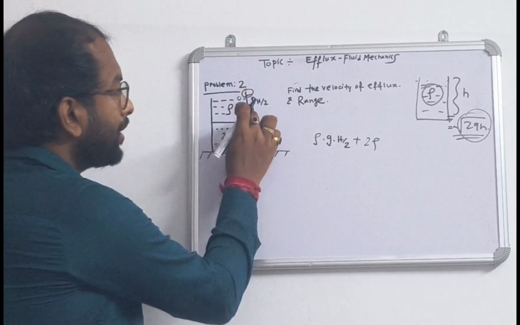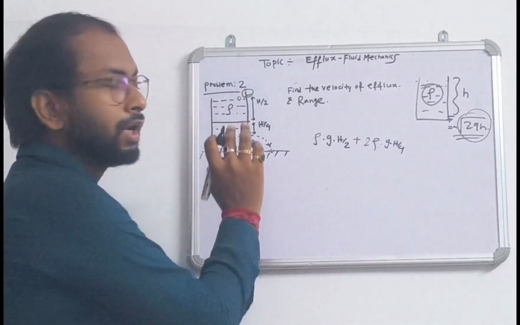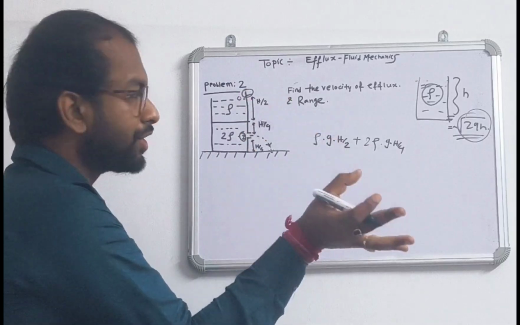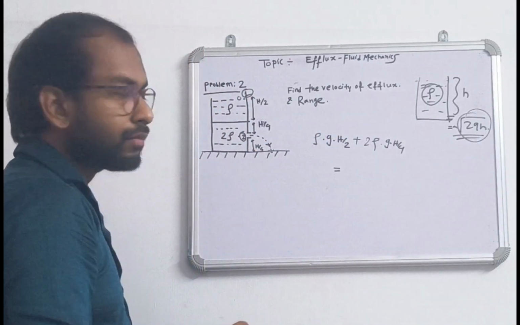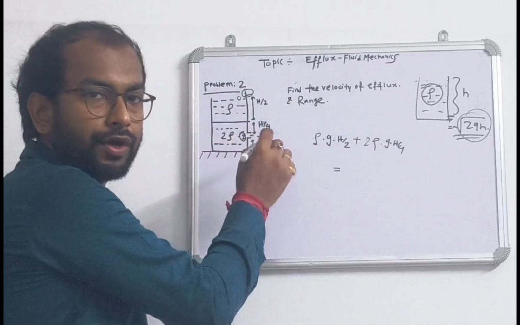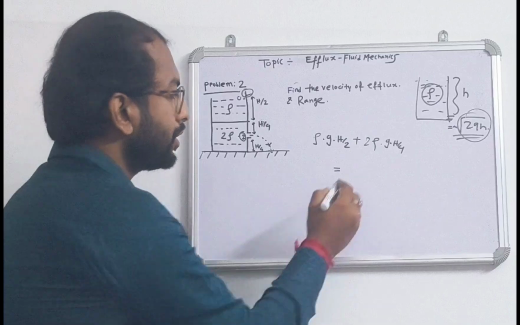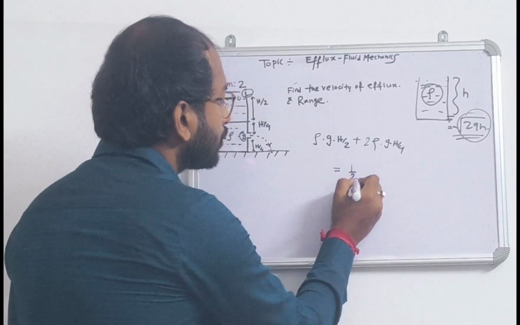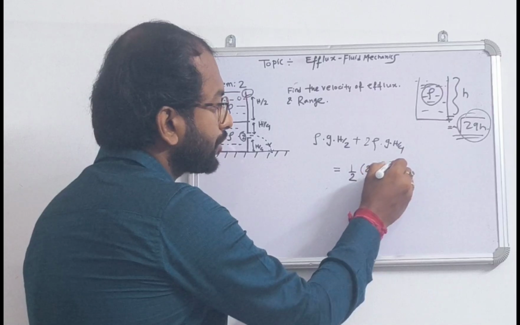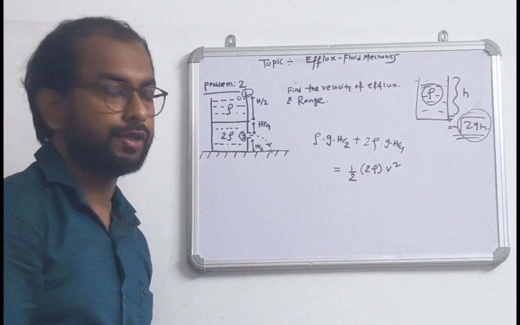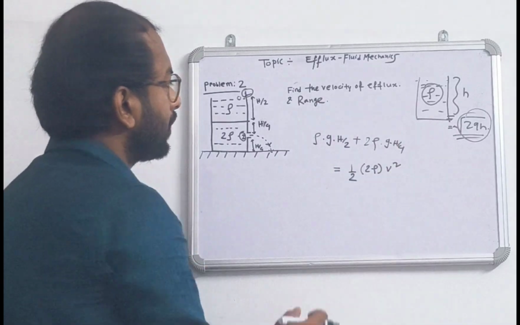Above the hole, the height is only h by 4. So we'll write 2 rho into g into h by 4. That is the potential energy of the liquid, and this entire energy will be converted to the kinetic energy at this point of the 2 rho density liquid. So the fluid emerging out will be of 2 rho density. So the energy is half of 2 rho into v square if it is coming out with velocity v. Then we can solve this and find out the velocity of efflux.